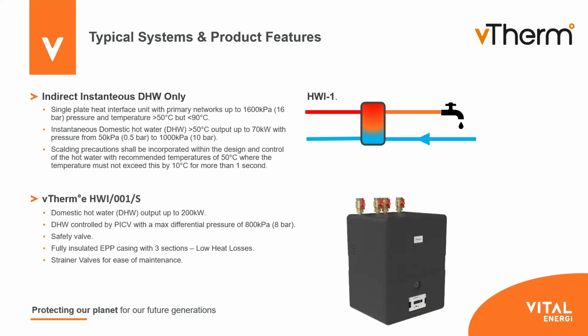We then also can deal with indirect domestic hot water HIUs. And domestic wise, again, you're still looking at around about the 70 kilowatts. We do bespoke domestic hot water only units, again, in the same enclosure, and we can go up to around about 200 kilowatts. Again, it all dictates on your primary temperatures as well, that kilowatt rating.